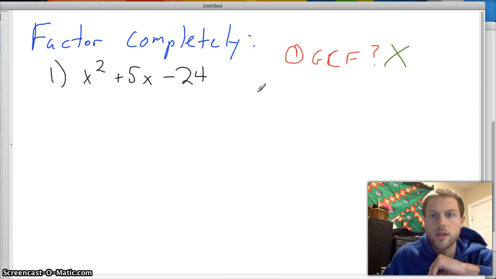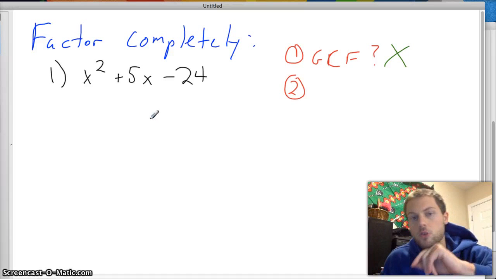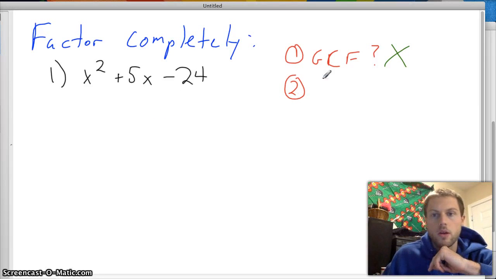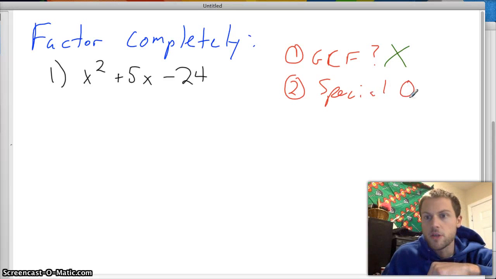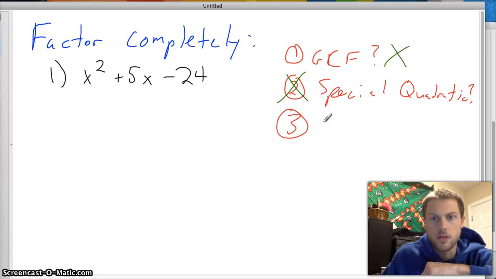So what we're going to do next is check to see if this is a difference of perfect squares or, excuse me, not the sum, but the product of a binomial squared. So we're checking for a special quadratic, and this isn't looking like a special quadratic. My key is whether or not this C term is a perfect square. So this isn't a special quadratic. So basically what we're left with is to just factor normally here.